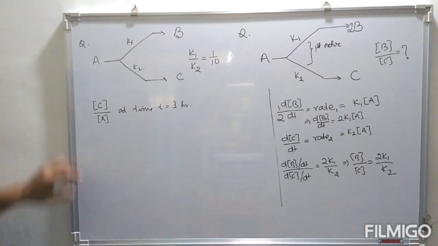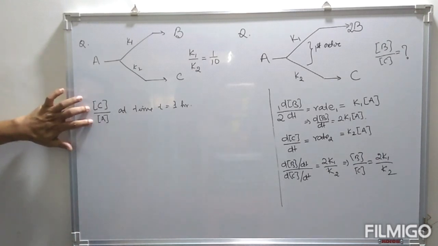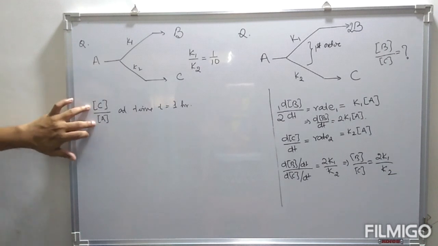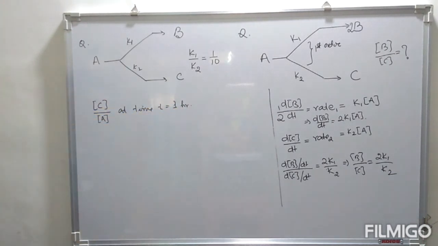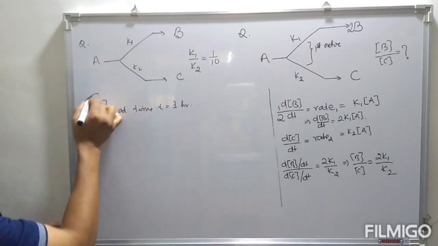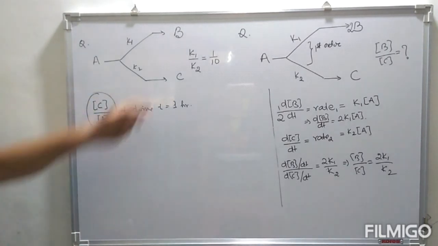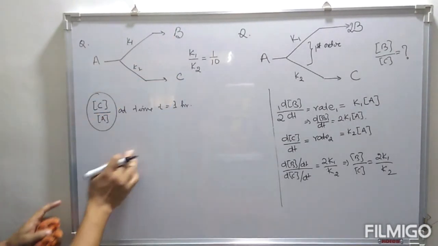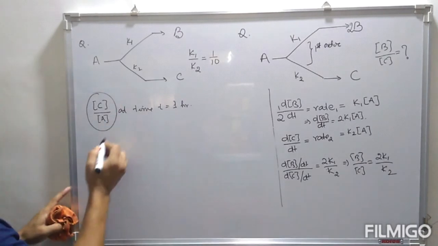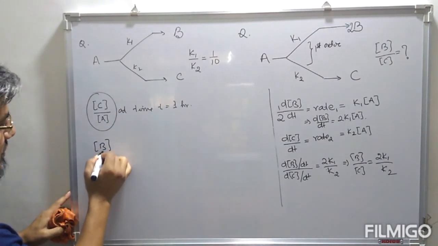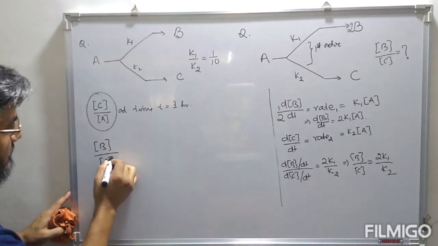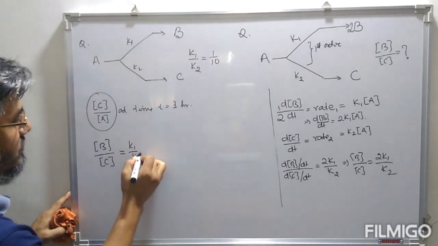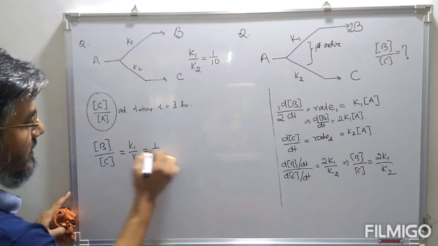Now we have to find this ratio, concentration of C divided by concentration of A after 1 hour of the reaction. Now we have this K1 by K2 is B by C. Now concentration of B by concentration of C, this ratio is equal to K1 by K2, which is equal to 1 by 10.